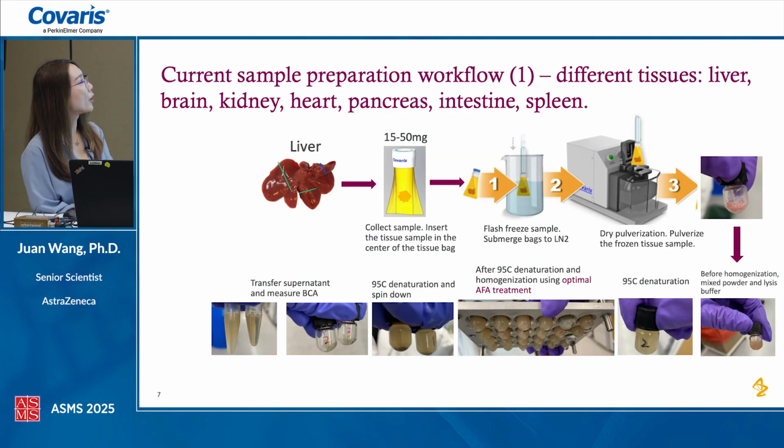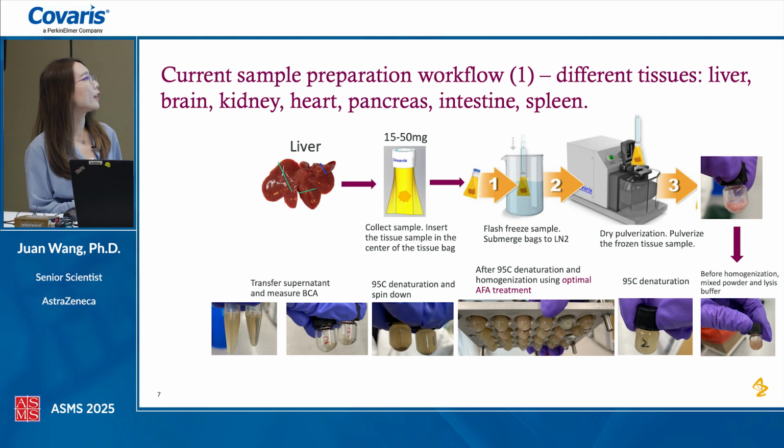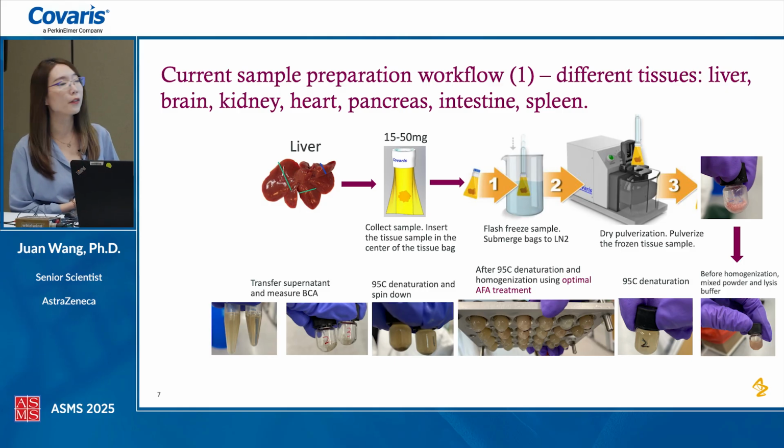So this workflow in our lab can be used with different types of tissues, including the liver, brain, kidney, heart, pancreas, intestine, and spleen. And here I will give brief examples. For example, for the liver, first we collect about 15 milligrams of the sample and insert the tissue in the middle of the tissue bag.